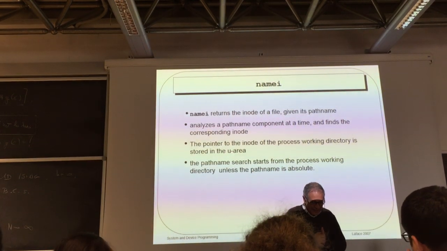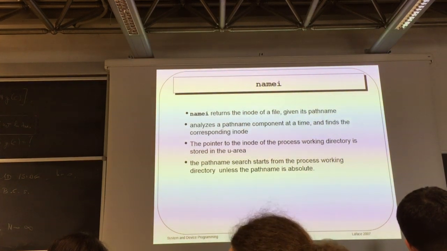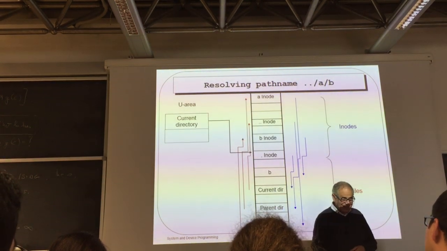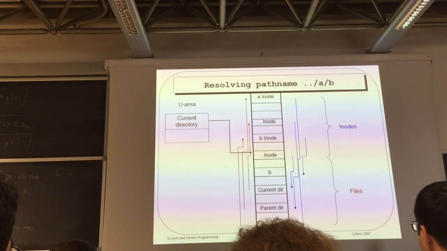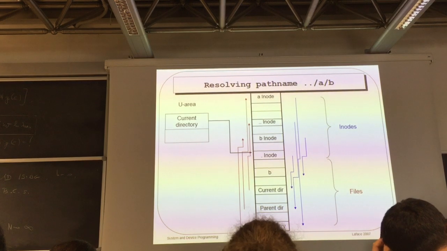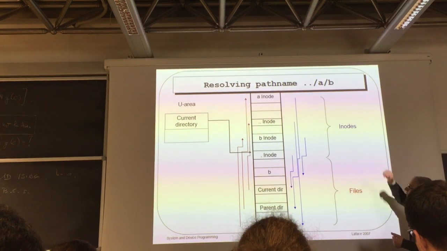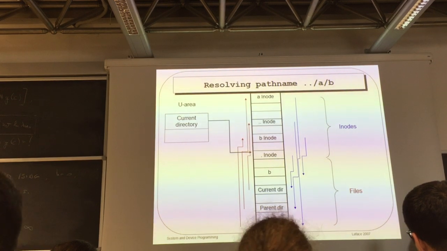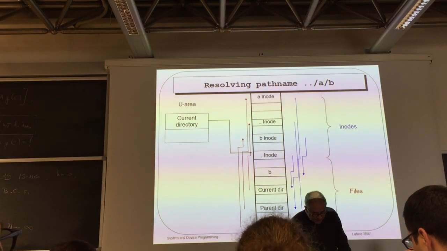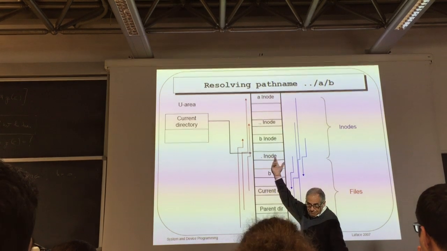Namei returns the inode of the file given its path name. It seems trivial, okay? It's not at all trivial. That's why we use open, because these are the steps for resolving a path name such as ../a/b. What does it mean? That we are looking at file B that is located in subdirectory A of the parent directory of the current directory. Let us see how many blocks are read for resolving this. Okay, the current directory is the dot inode. This is the current directory.